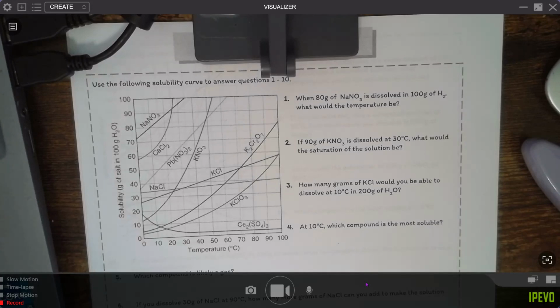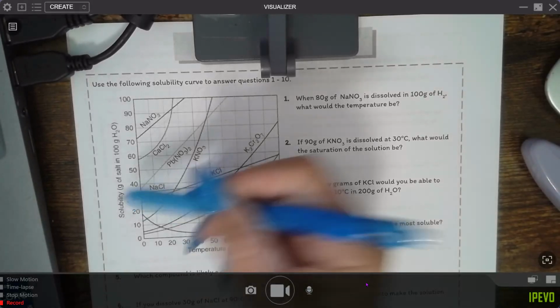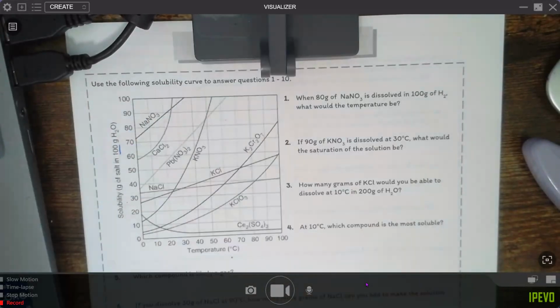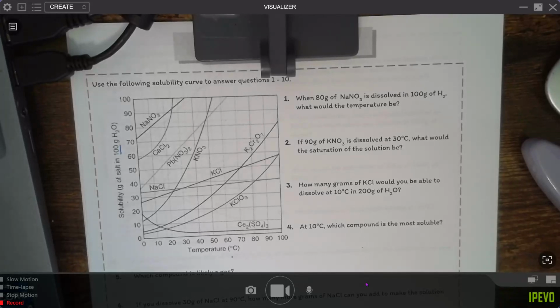Okay, so we have our solubility curve. On our x-axis is temperature, our y-axis is the solubility of the substance. And remember, it's in 100 grams of water. So that will become important a little bit later as we look at some different types of questions.